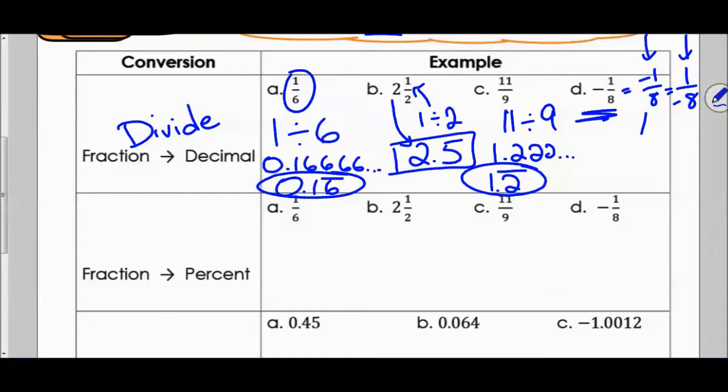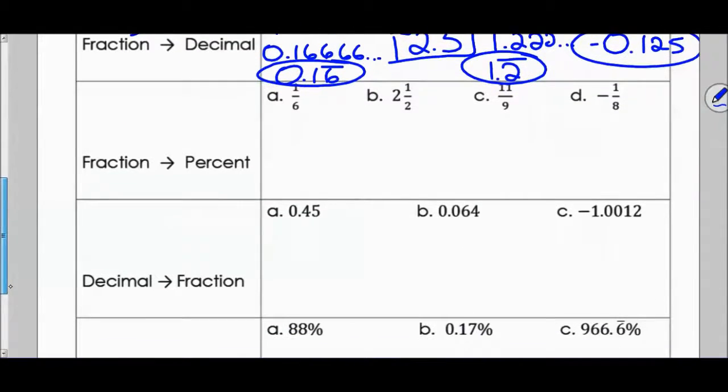I always like it with the top. I think that looks the cleanest. We do -1 divided by 8, that's negative 0.125. Again, that's really just the operation, just do what it's telling you to do.